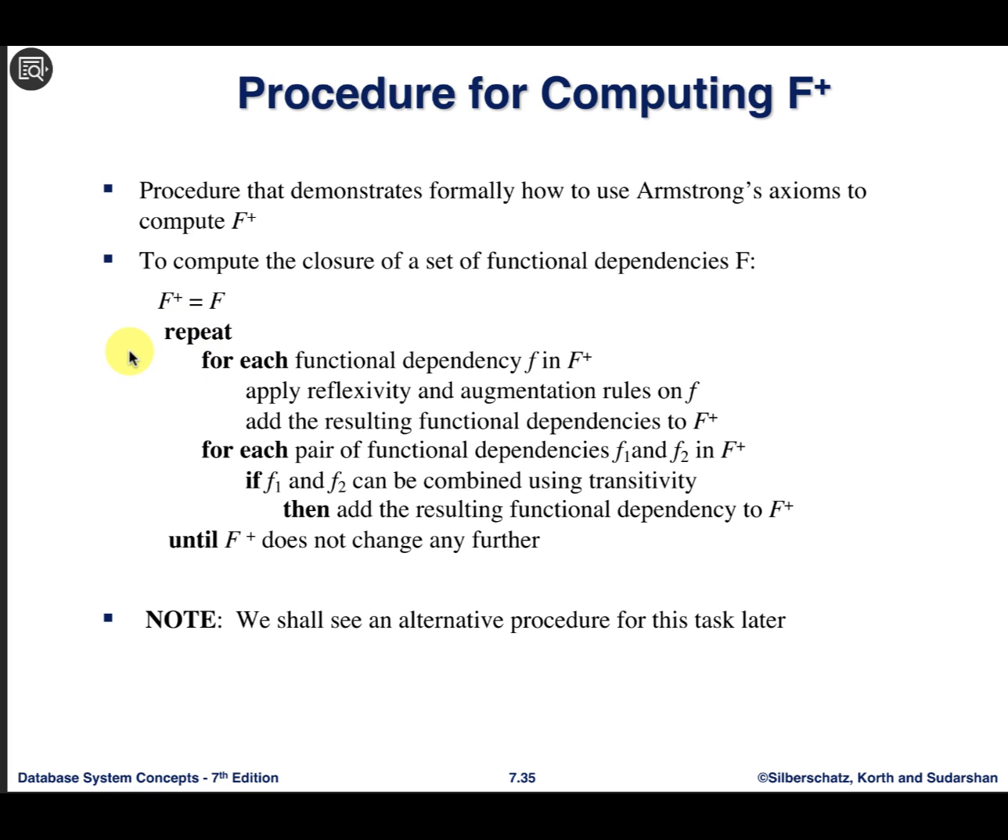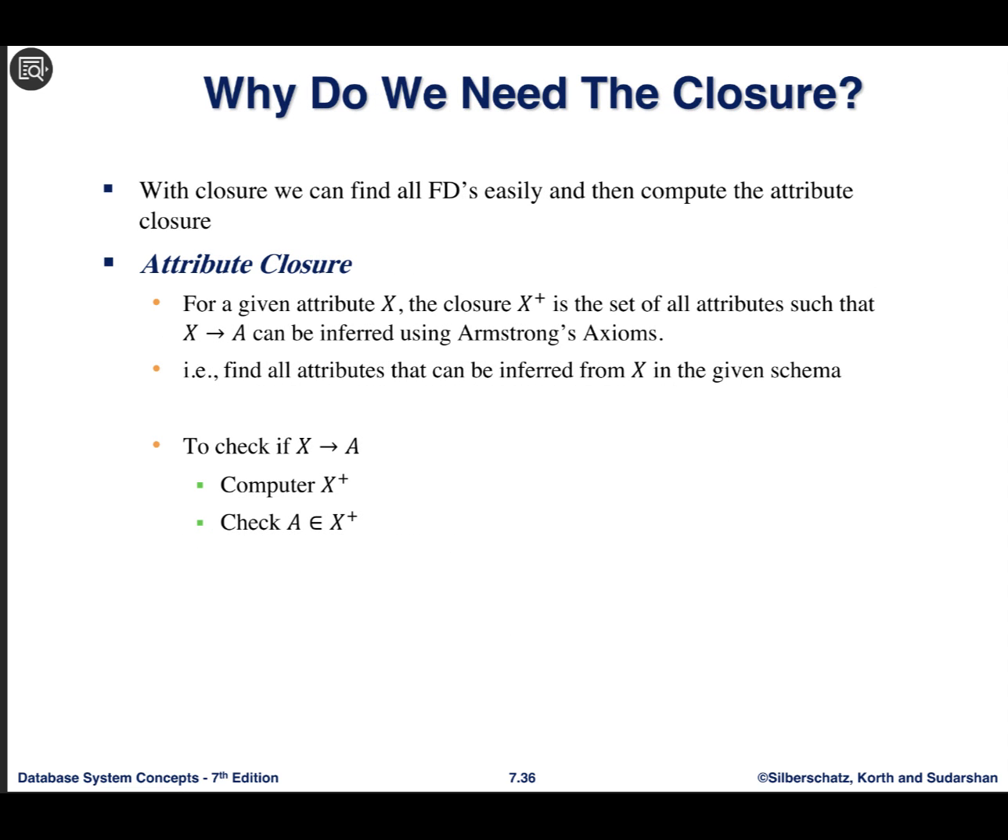Then for every single pair of functional dependencies, try to see whether you can combine them using transitivity or not. If yes, add them. So you keep applying this as long as the value of F is going to change, until you stop. That means there is no more change. Okay? This is not a good algorithm because it can take a long time just to compute the functional dependencies, the F plus, or the closure of the set of given functional dependencies.